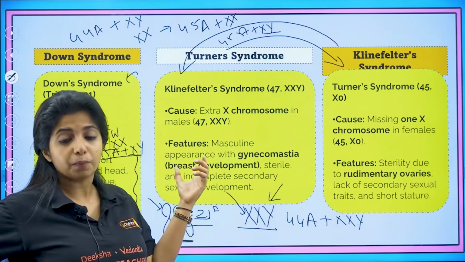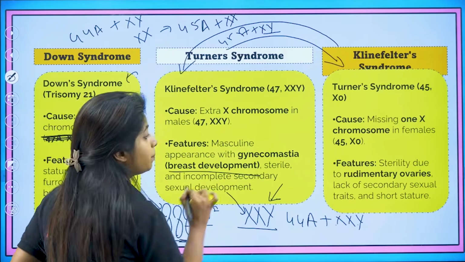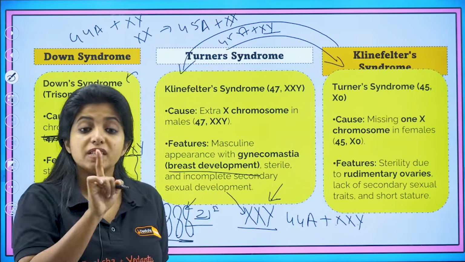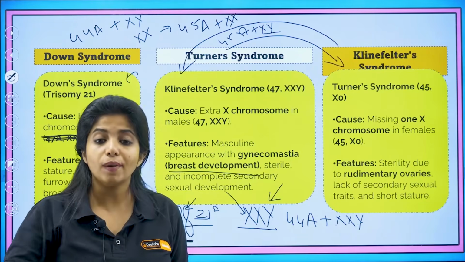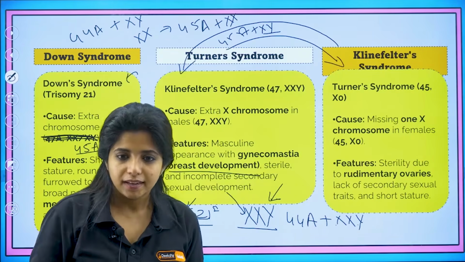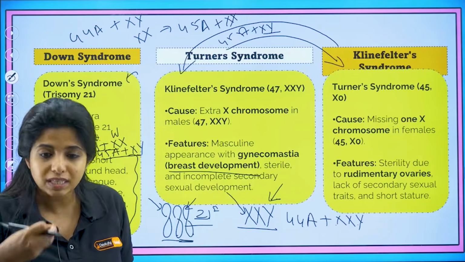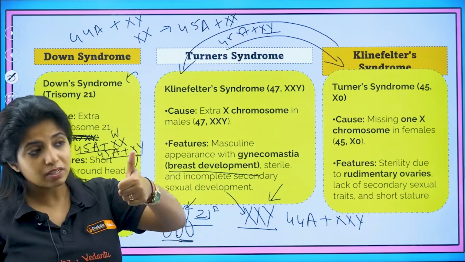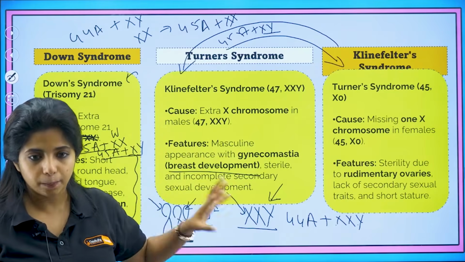They will have masculine appearance, but with gynecomastia. What do you mean by gynecomastia? That is, breast development will be there. And this person will be sterile. They would not have spermatogenesis happening, because they have incomplete secondary sexual development, which is why they would be sterile. They will have masculine appearance, but with gynecomastia, that is breast development.